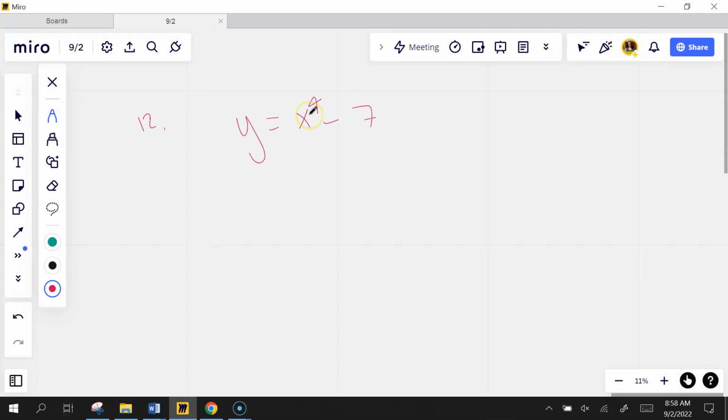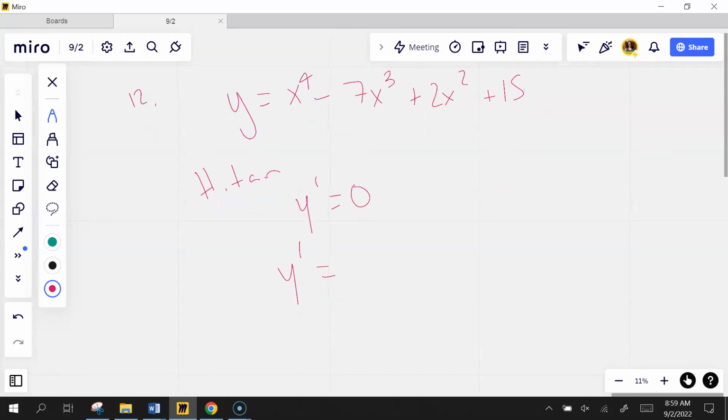And here's of what? The zeros of what? Of the derivative. That's exactly right. So if I want to find the horizontal tangents, I need to find y prime and set it equal to 0. Well, gross, what's going to happen here? What's the derivative of that monster?